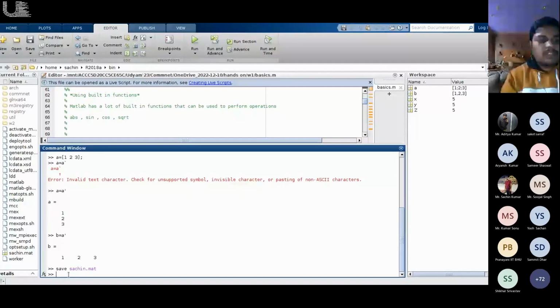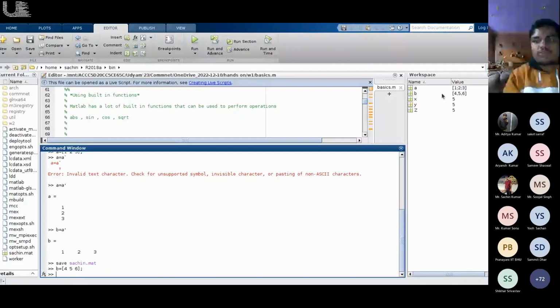अब मान लो मैं B को चेंज कर देता हूँ, so now B has been changed, right? सबको दिख रहा है B चेंज हो गया? खाली yes और no बोल दो. हाँ, तो हम लोगों ने B को चेंज कर दिया, ठीक है. पर अगर मैं वापस से लिखूं लोड सचिन डॉट मैट, तो वापस से B का वैल्यू पुराना वाला वैल्यू हो जाएगा.